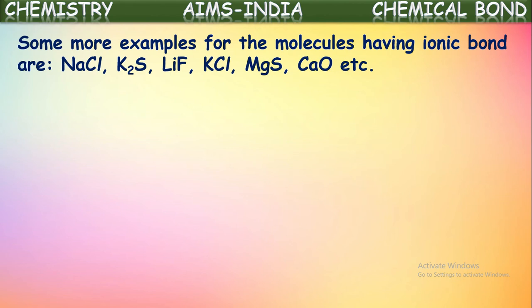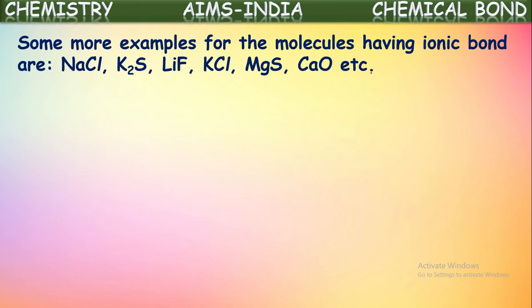Let us see some more examples. The compounds which are having this ionic bond between the oppositely charged ions. See here, sodium chloride, potassium sulfide, it is called K2S, and lithium fluoride, potassium chloride, magnesium sulfide, calcium oxide, etc.